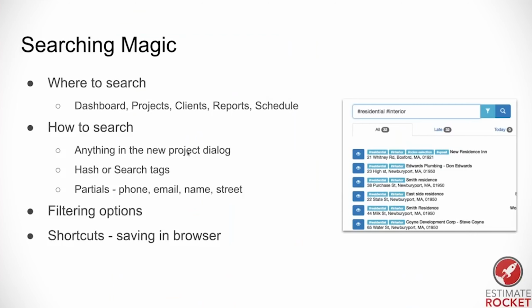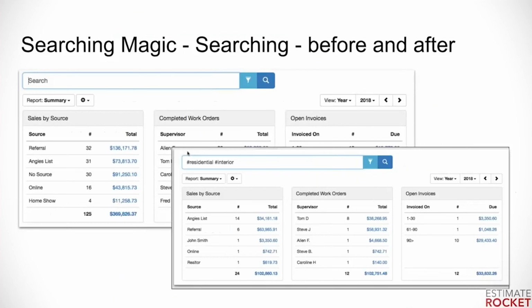All right, so we think we've covered searching, and we just had a couple of examples here of searching before and after. Before my search, I had 125 projects for $369,000, and after my search for residential interior, I now have 24 projects for $102,000. So the searching, as you type it, dynamically changes all the reports that you're looking at. Very quick, very easy to use, and easy to save.